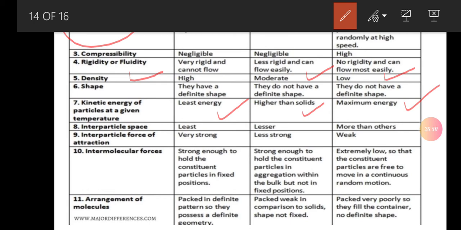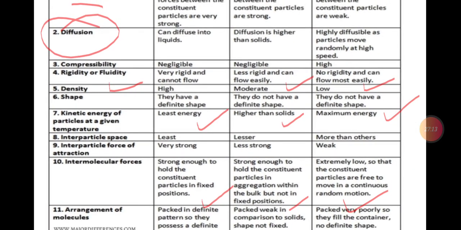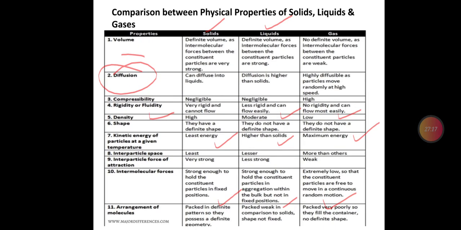Arrangement of the particles. Solids have a well-defined arrangement of particles. Liquids are packed weakly in comparison. They also have a well-defined arrangement, but less so compared to solids. And gases have a poor arrangement. They do not have a fixed arrangement of particles. So this was all about the comparison between solid, liquid, and gases.